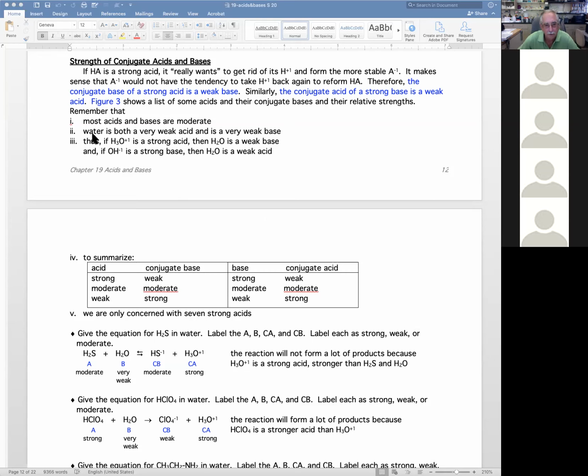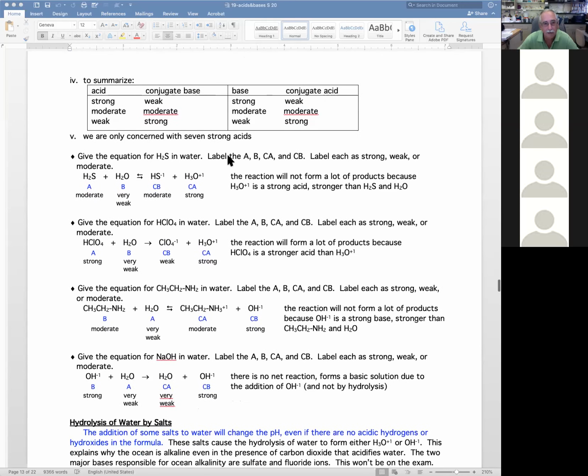So a couple things to remember. Most acids and bases are not weak, they're not strong, they're moderate. Water is both a very weak acid and a very weak base. And so if hydronium ion is a strong acid, that means that water is a weak base. If hydroxide is a strong base, that means that water has to be a weak acid.